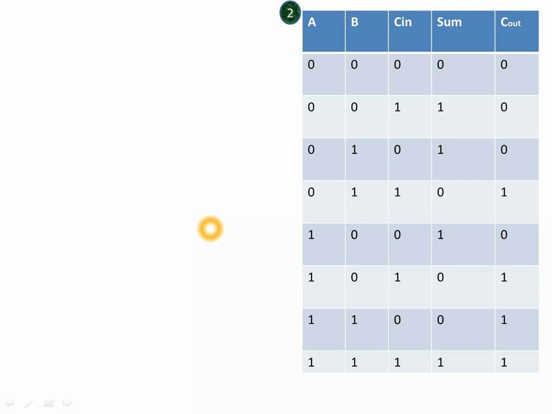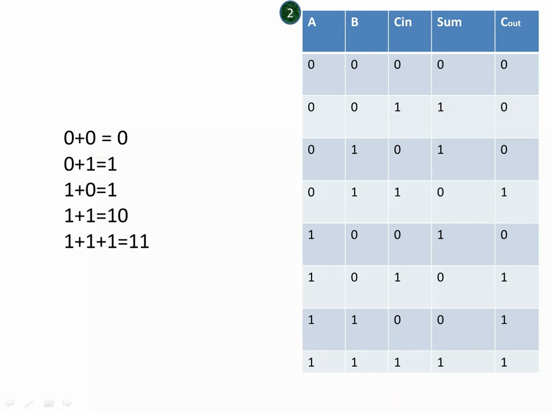After identifying the inputs and outputs, you have to write the truth table. The truth table consists of outputs and all possible inputs. Here the inputs are a, b, c in, and the outputs are sum and carry out. The sum is the LSB of the addition of these three bits a, b, c in. In the first row, 0, 0, 0, the sum is 0 and carry out is also 0. 0 plus 0 plus 1 gives sum equal to 1, carry equal to 0.